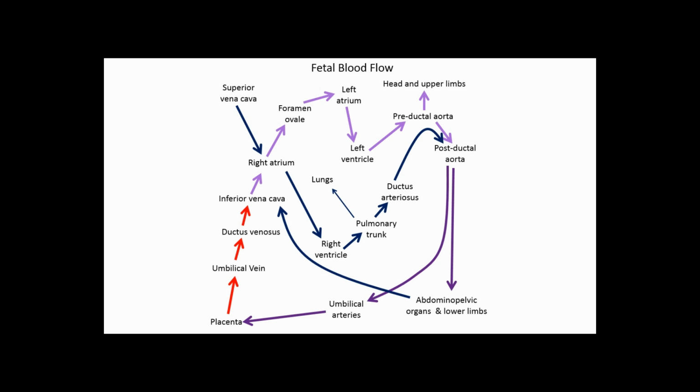Now, let's go to delivery. Let's have this baby get born. Let's have the placenta get shut off, and let's have the lungs come online, and let's see what happens. Transition to postnatal blood flow. So we're starting with the prenatal blood flow. First off, placenta's gone. So blood flow through the umbilical vein and umbilical artery ceases.